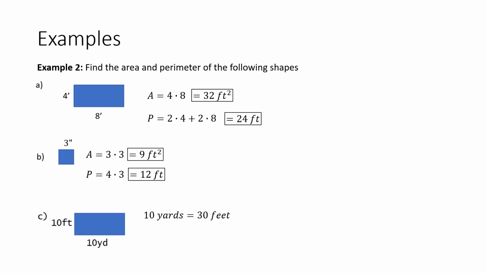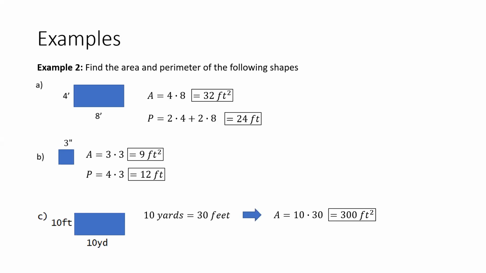Now, we have to be a little bit careful if we're dealing with units. So in the first two examples here, I had all feet or I had all inches. Now I have feet and yards. So in order to find my perimeter and area, I kind of have to take that additional step of converting my units. So we know that there are 3 feet in a yard. So my 10 yards is going to be 30 feet. And so then I do 10 times 30 to get my area of 300 feet squared.